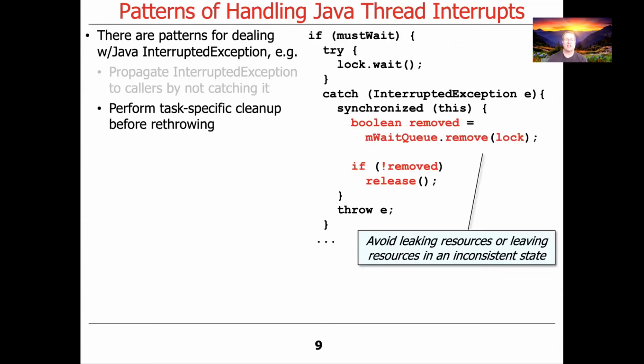Another way to handle things is to perform task-specific cleanup before rethrowing the exception. So we might have a situation where if a computation is interrupted, then we're going to go ahead and essentially catch the exception, clean things up, and then rethrow the exception. So you can see here we rethrow the exception after we clean it up.